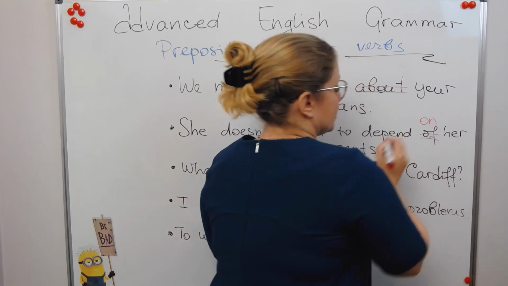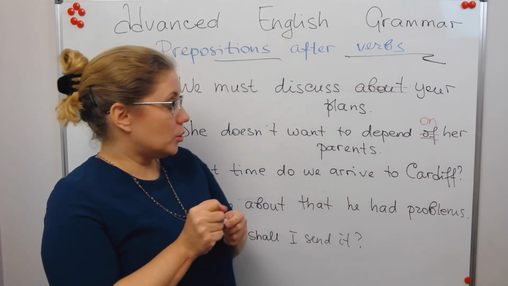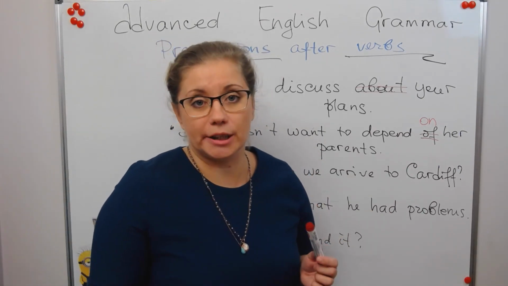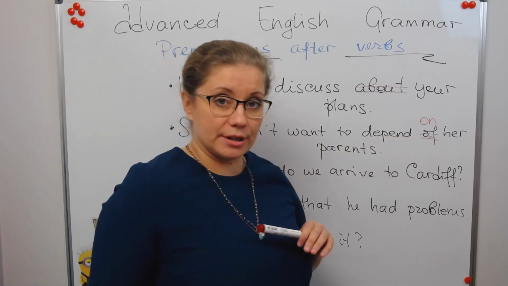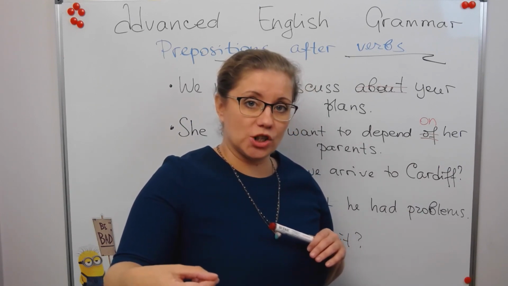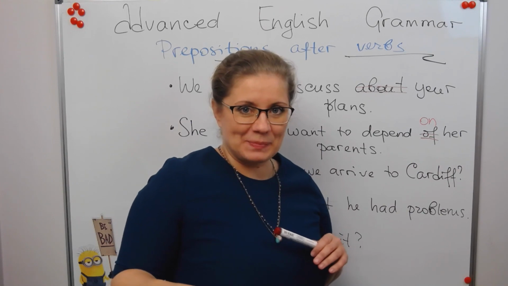it is a different dependent preposition after the verb depend. So we always say depend on something, depend on somebody. And in this case, she doesn't want to depend on her parents. Again, compare it with your native language. Is there a risk of you making this mistake?